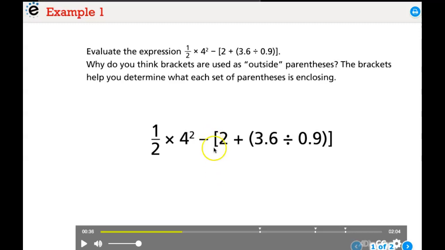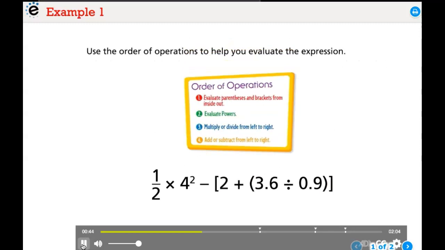All right, so it separates things or it groups things. And the way it groups, it's in multiplication. Let's see what it says. The brackets help you determine what each set of parentheses is enclosing. Use the order of operations to help you evaluate the expression. Start with the inside parentheses first, then do the rest of the calculations within the brackets.